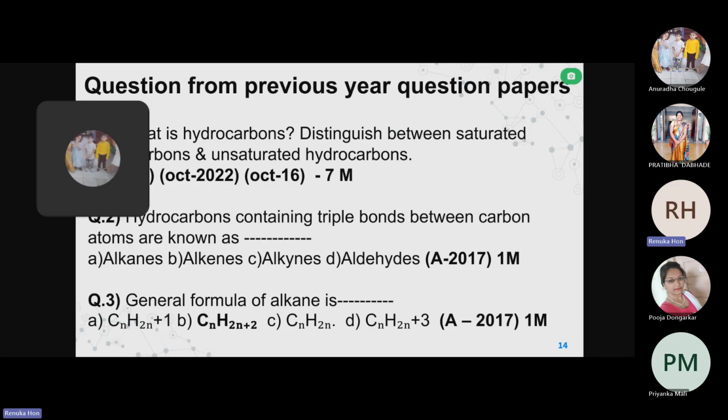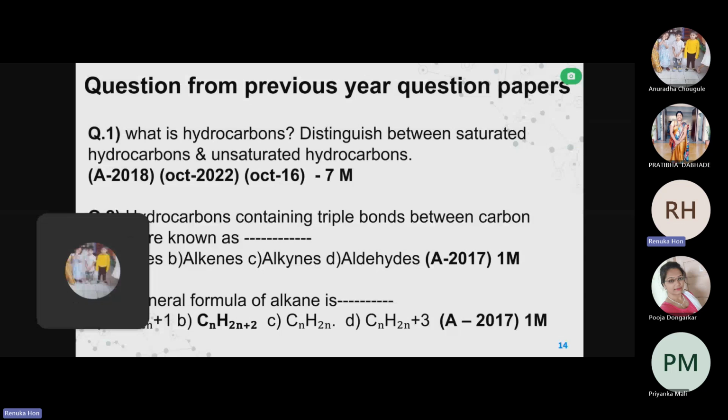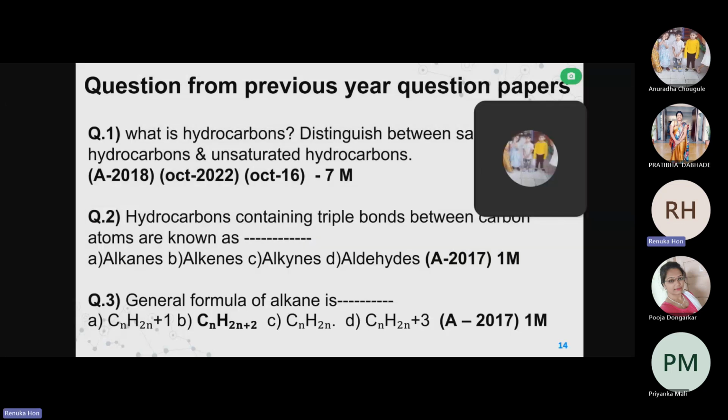These are some questions from previous year question papers. First, what are hydrocarbons? Distinguish between saturated and unsaturated hydrocarbons, asked in April 2018, October 2022 and October 2016 for 7 marks. Then MCQs are also there, two MCQs from April 2017. First one: hydrocarbons containing a triple bond between carbon atoms are known as? Option C. Very good. Then the general formula for alkane is? Option B. Yes, very good.